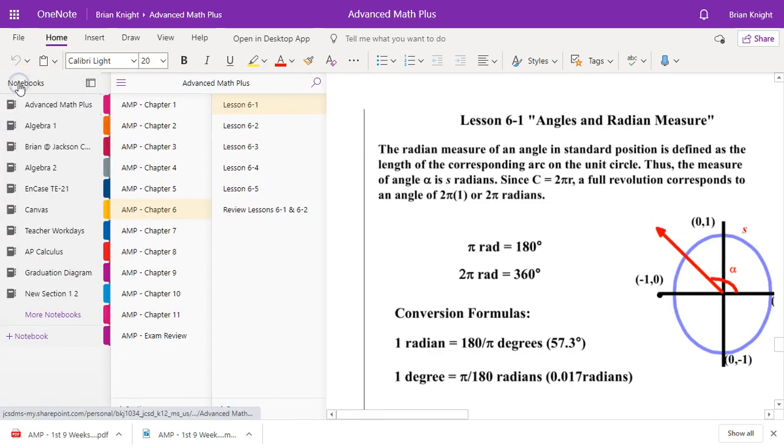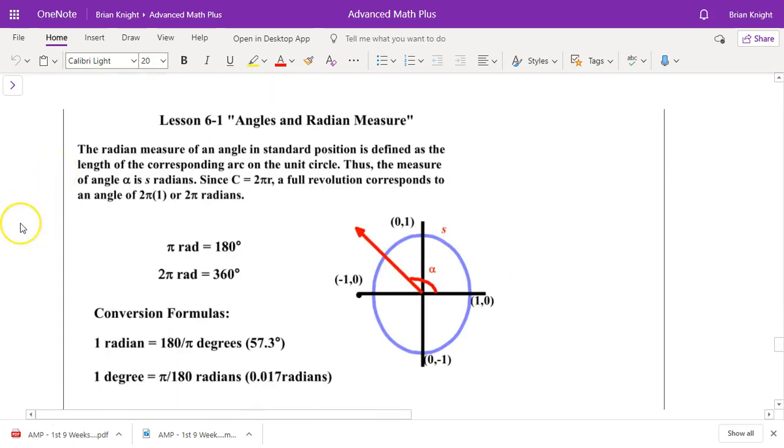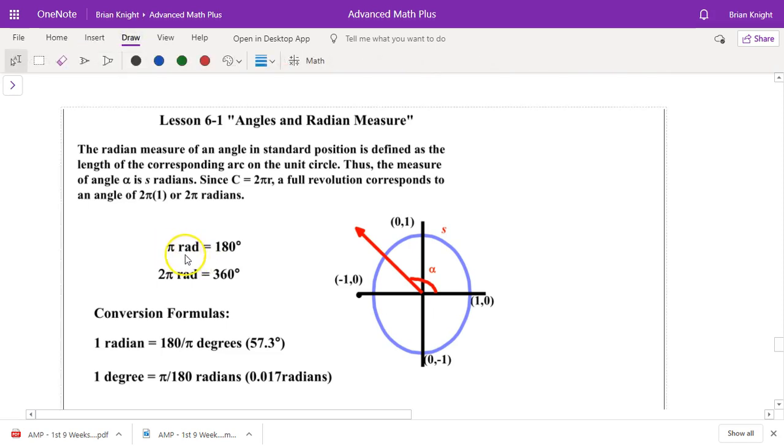We're going to start chapter 6 today. Chapter 6 deals with radians. It's basically a repeat of chapter 5, just instead of using degrees, we're using radians. So, what is a radian? 1 pi radian equals 180 degrees.